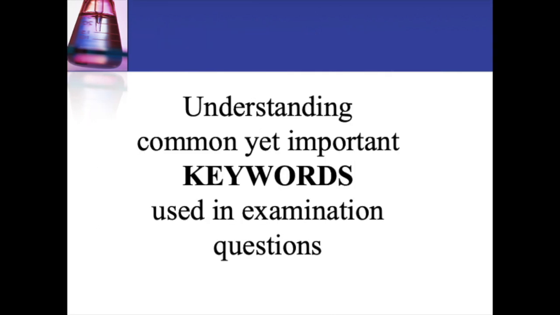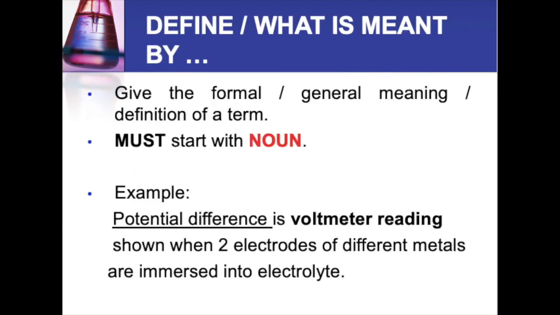Okay, now we are trying to understand the common important keywords that are always used in exam questions. Okay, number 1, define or what is the meaning of. We normally give a formal and general meaning for a term, and we must start the sentence by using a noun. For example, the definition for potential difference is the voltmeter reading shown when 2 electrodes of different metals are immersed in electrolyte. If you do not have the noun voltmeter reading, you are not entitled to the marks for your definition.